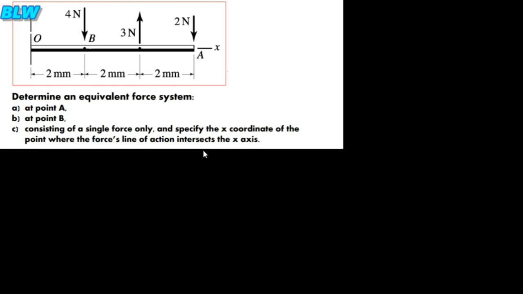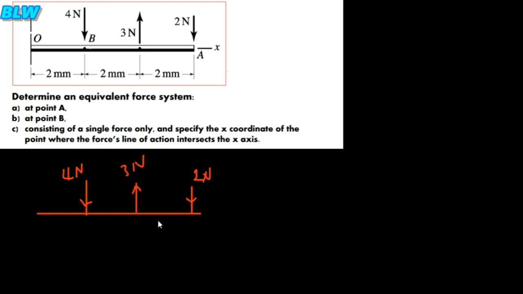The first thing you have to do here is to find the equivalent force system at point A. So let's look at what I'll do here. I'm going to draw the system, then show the forces here. I have one force here, another here, and another here. This one is 4 Newton, this one is 3 Newton, and this one here is 2 Newton, pointing upwards. I have 2 Newton pointing downwards.